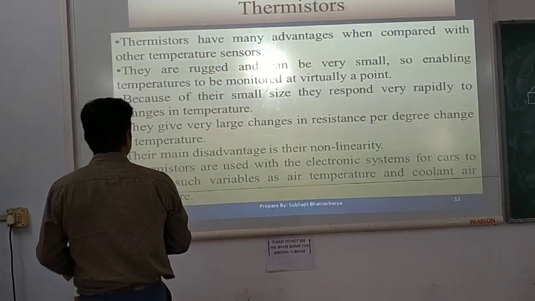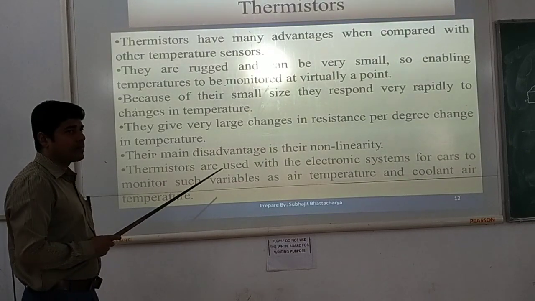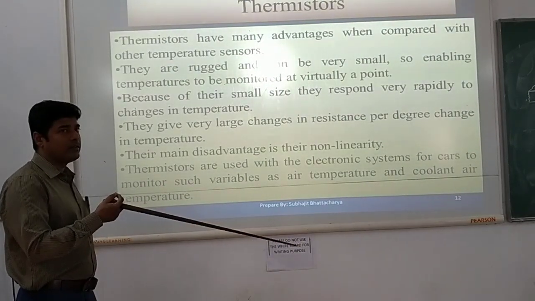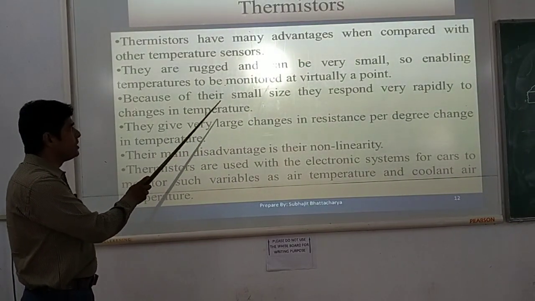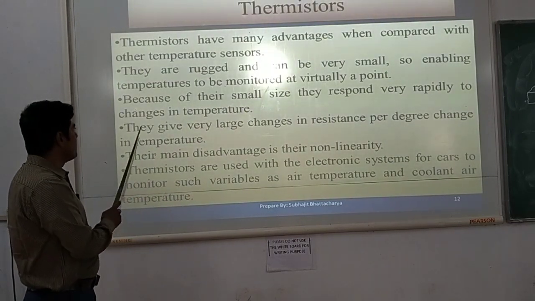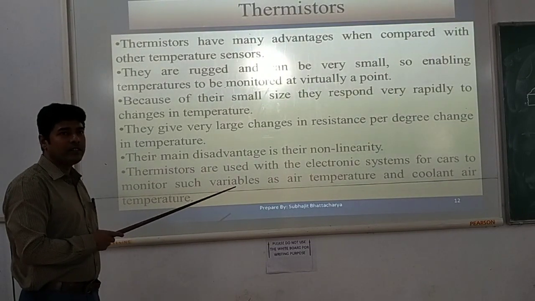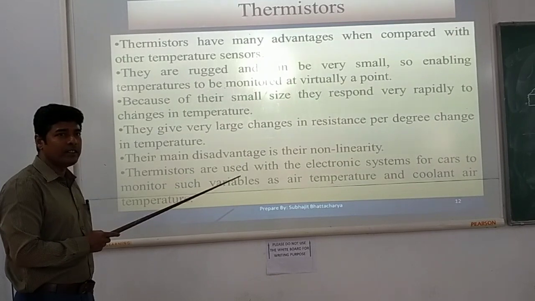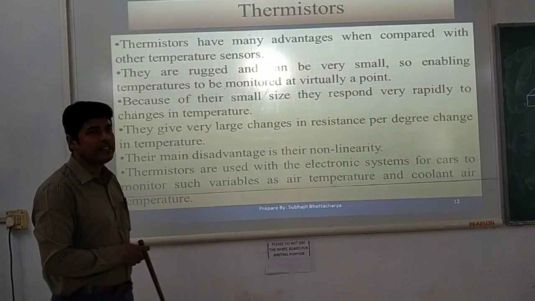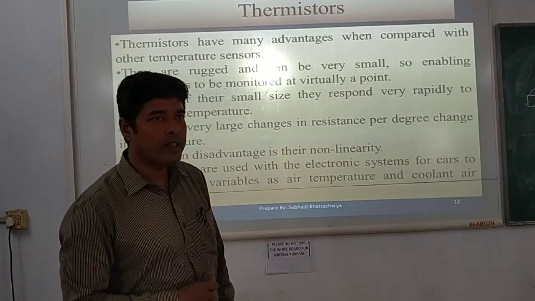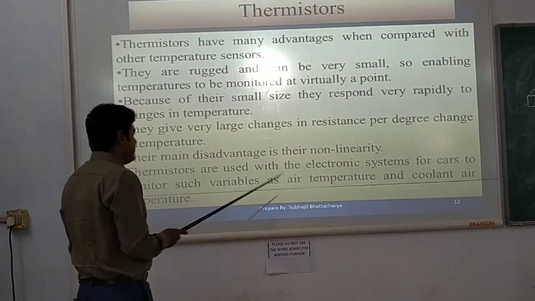Some other points: thermistors have many advantages when compared with other temperature sensors. They are rugged, meaning they work in any temperature and any environmental condition. They can be very small, enabling temperature to be monitored virtually at a point. Because of their small size, they respond very rapidly to changing temperature. So very dynamic temperatures can be measured with these. They give very large changes in resistance per degree change in temperature. That means they have very high sensitivity, and high resolution also. Their main disadvantage is that they are non-linear.